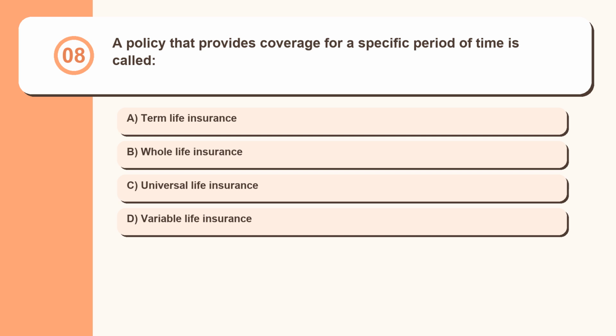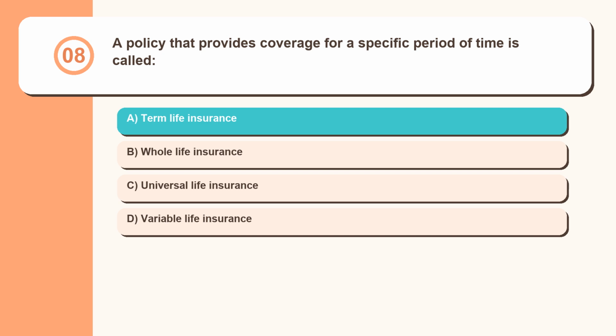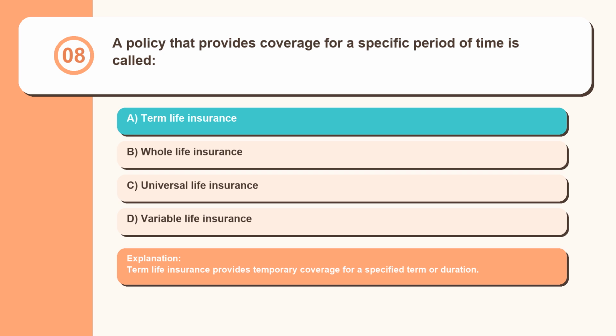Question 8. A policy that provides coverage for a specific period of time is called: term life insurance, whole life insurance, universal life insurance, variable life insurance. Term life insurance provides temporary coverage for a specified term or duration.